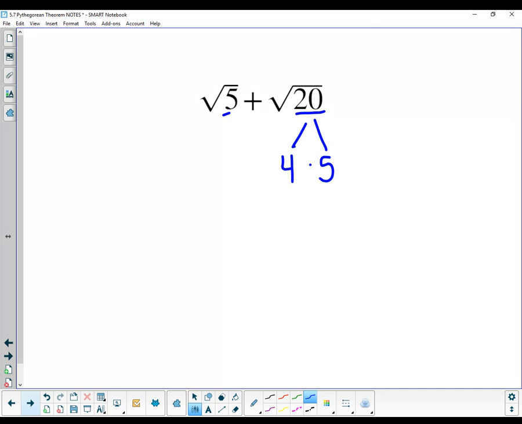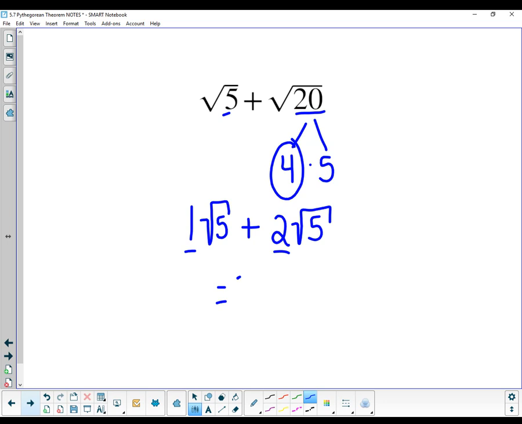Let's take the square root of 4, which is going to give me a 2. And then I'm left with 5 underneath my radical. So let's go ahead and see if we can add these together. I get the square root of 5 plus 2 square root of 5. There's really a 1 in front of this square root. So let's add the numbers that are in front. So I'm going to be left with 3. And don't forget your radical. 3 square root of 5 is my answer.